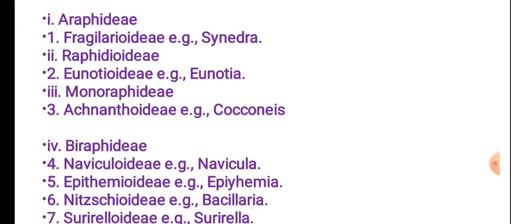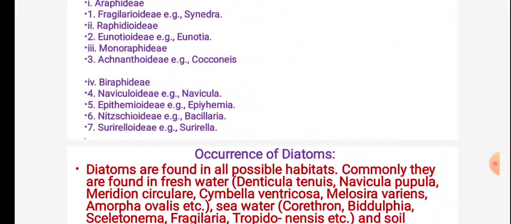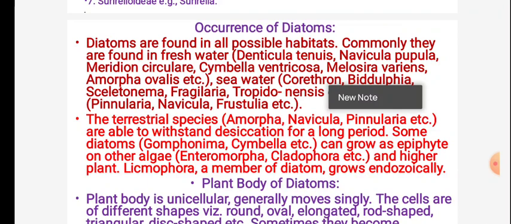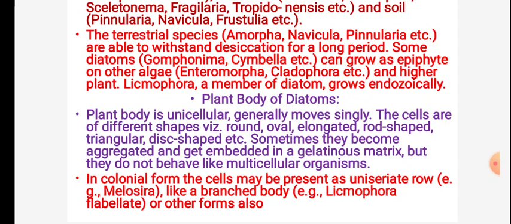So Cyclotella, Eunotia, Cocconeis, and genus Navicula, Bacillaria, Surirella. So these are some characters for this one. Then about occurrence, diatoms are found in all possible habitats, commonly found in fresh water. Some genera are Denticula, Navicula, Meridion, Cymbella. You remember in seawater Corethron is a common genus, Fragilaria is a common genus, Pinnularia, Navicula, Fistulifera. Then terrestrial species Amphora, Navicula.